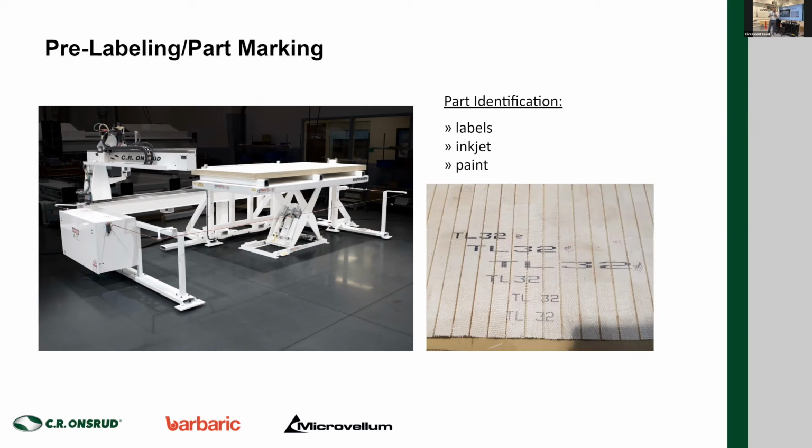So that's pre-labeling. We can also do inkjet marking directly on top of the part, on top of the material. We can use a variety of inks, some that are permanent or some that could be wiped off with alcohol or something like that. So we can actually print directly to the material.